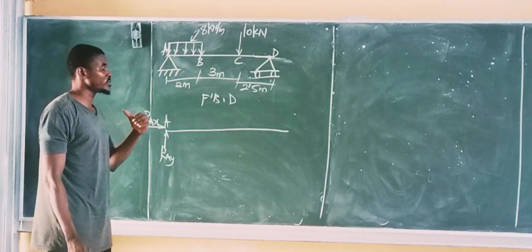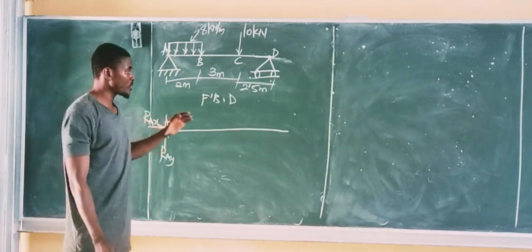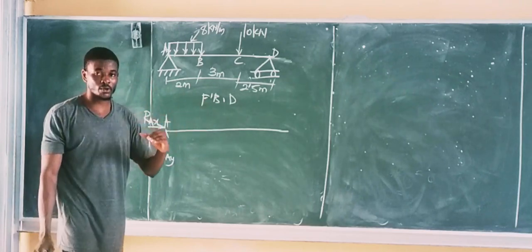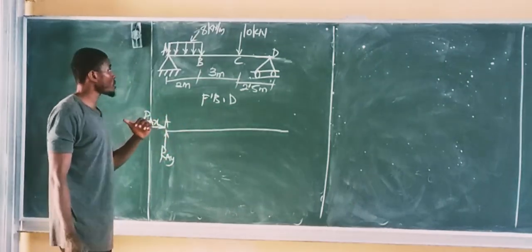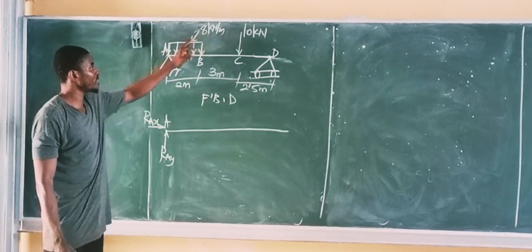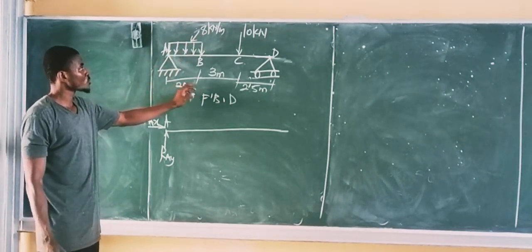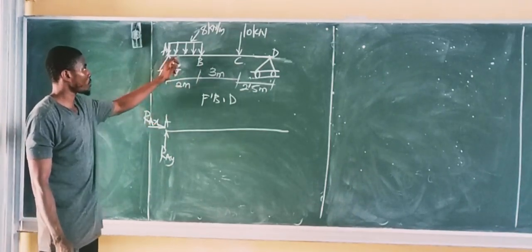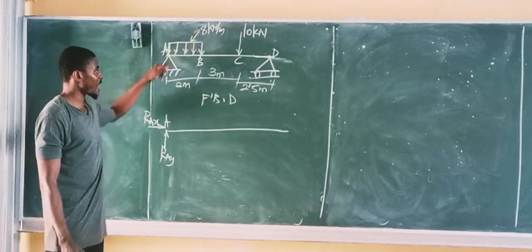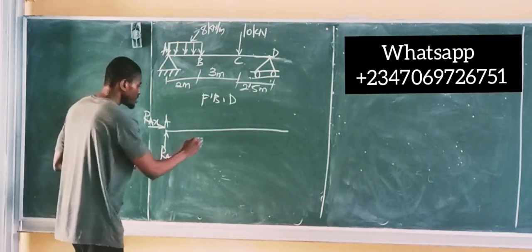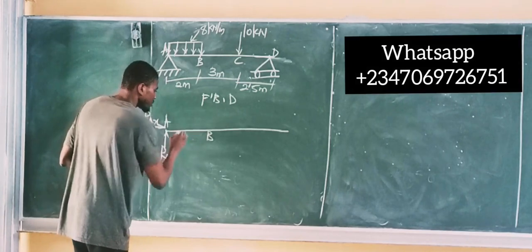Now, for us to be able to determine these reactions, we have to convert the UDL to a point load. And to convert the UDL to a point load, simply multiply the intensity of the UDL by the length covered by the UDL. So the length of the UDL there is 2 meters. Therefore, to convert this to a point load, simply 8 times 2, and it becomes 16. So the UDL is between point A and point B.